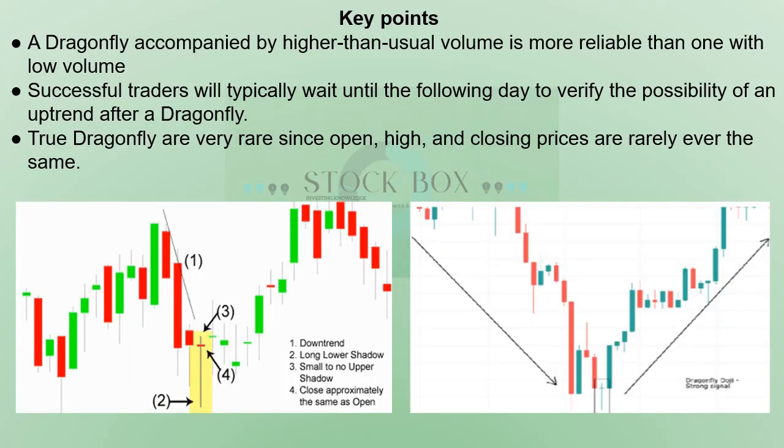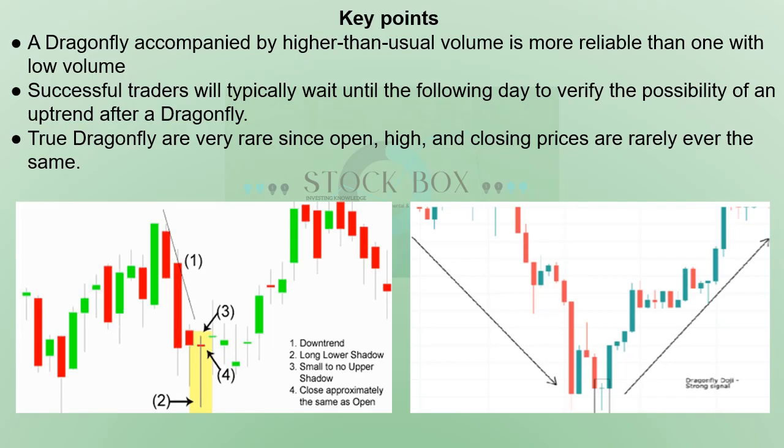Few key points to be noted. A dragonfly doji accompanied by a higher than usual volume is more reliable than one with lower volume. A successful trader will typically wait until the following day to verify the possibility of an uptrend after a dragonfly doji. And dragonfly dojis are very rare since the high, open and closing prices are rarely ever the same.